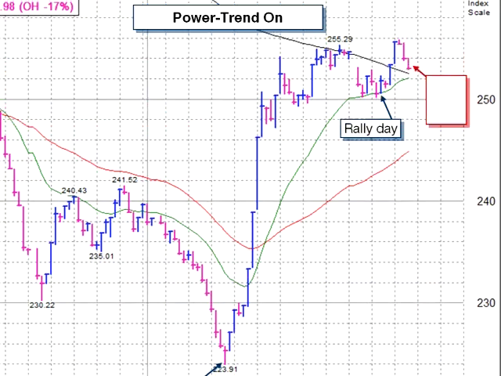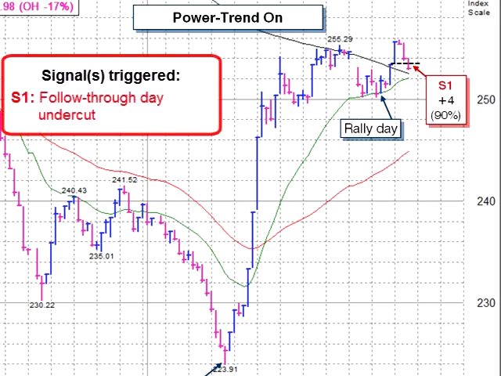You can barely tell that that's below. So it's below this B1. So this becomes an S1 because we closed below it. If we would have closed back over here, the S1 wouldn't have triggered. So that becomes a sell signal. And so that puts us at a +4 or 90%.